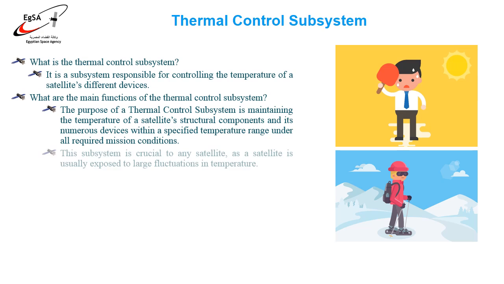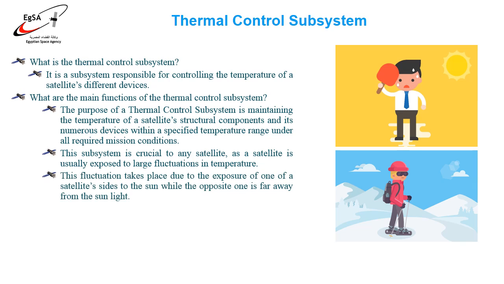This subsystem is crucial to any satellite, as a satellite is usually exposed to large fluctuations in temperature. This fluctuation takes place due to the exposure of one of a satellite's sides to the sun, while the opposite one is far away from the sunlight.